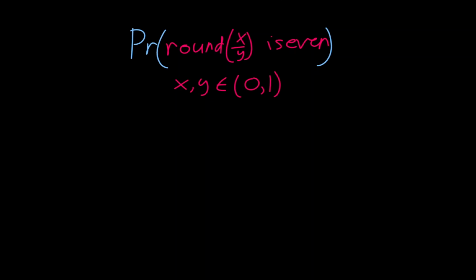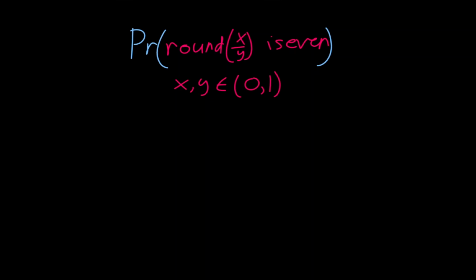Hello everyone, and today we have a fun little probability question from Morphocular. If we have two random variables on the interval 0 to 1, x and y, what's the probability that when we round x divided by y, the result is even? Now, this seems like a pretty simple question on the surface, but the odds aren't actually 50-50 as you might expect. So let's go ahead and investigate.